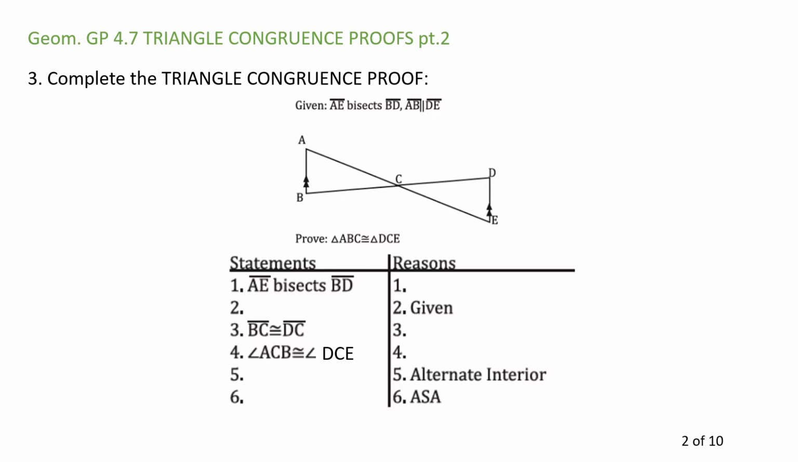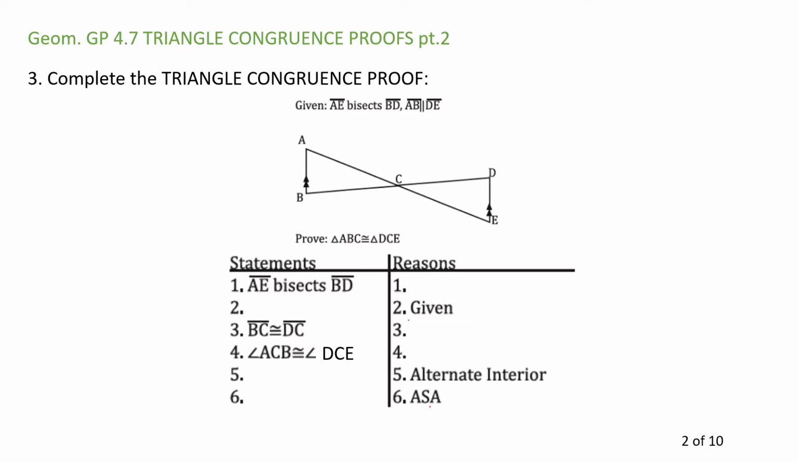So look at this first problem. Ultimately, they're going to give me some information, AE bisects BD, parallel lines, and then I'm going to use that to prove that these triangles are congruent. Now, on these types of proofs, they're giving me a lot of steps already, and because of that, I have to be careful. I know that they're shooting for angle, side, angle on this one, so keep that in mind.